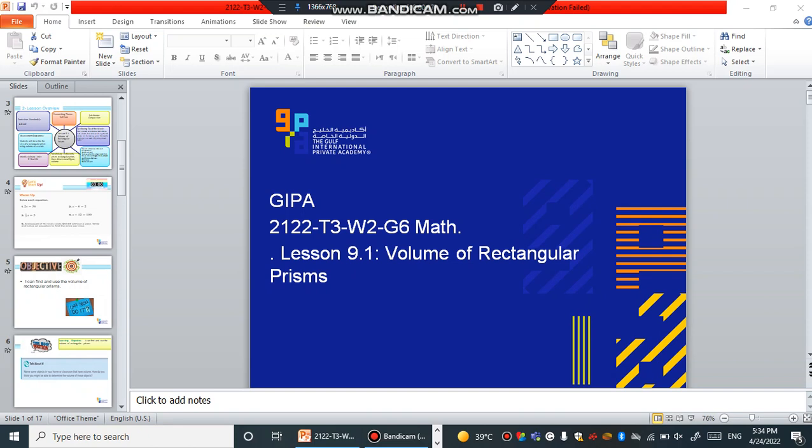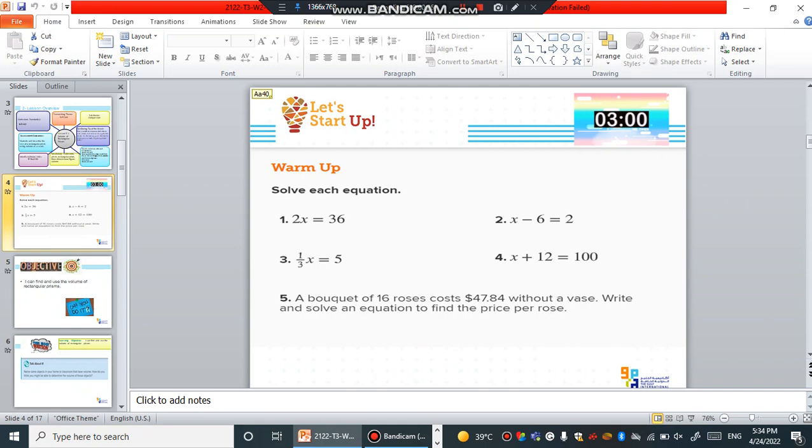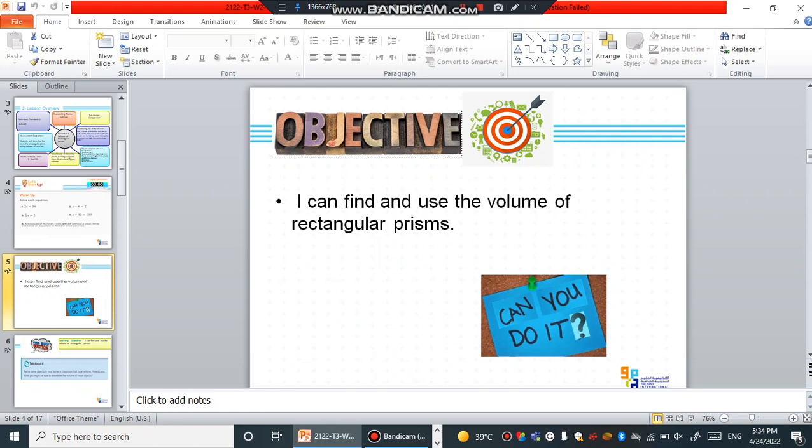Today we are going to talk about our second week for the third term, and our lesson is about the volume of a rectangular prism. We usually start our lesson with the starter. After that, we go to the objectives, which are what we are going to achieve in this lesson: how I can find and use the volume of a rectangular prism.